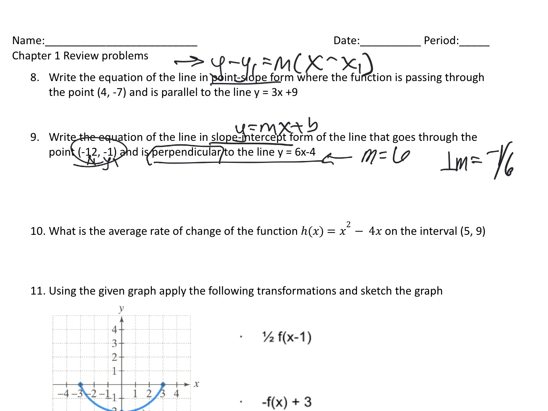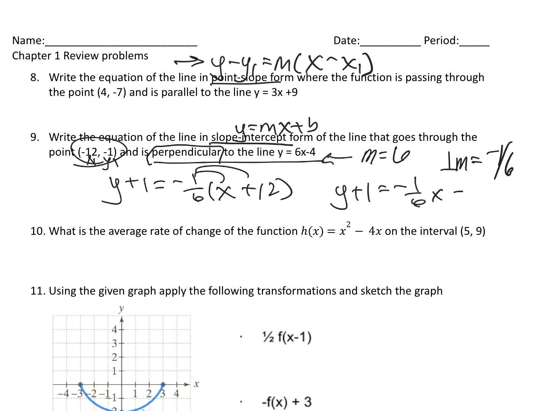Which means I start in the point-slope form. So y plus 1 equals negative 1/6 times x plus 12. And after I distribute, I get y plus 1 equals negative 1/6 x minus 2. Minus 1 more on both sides to get y by itself: negative 1/6 x plus, minus 3, sorry.